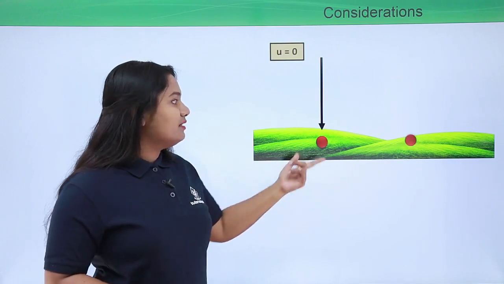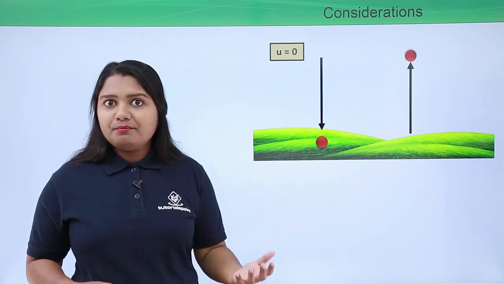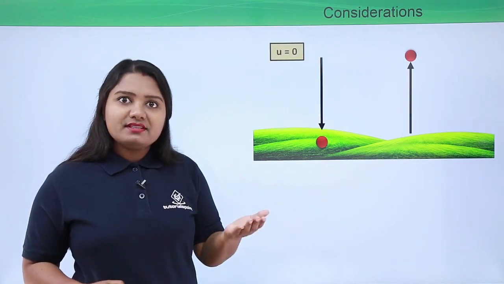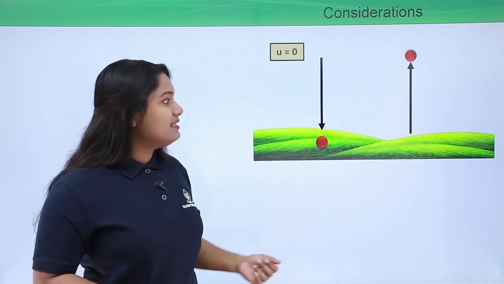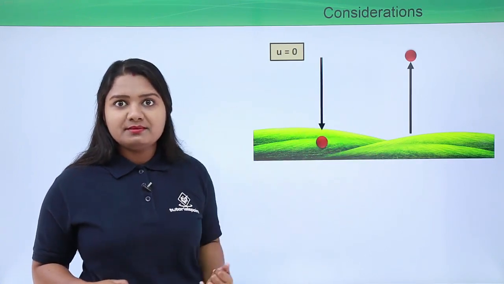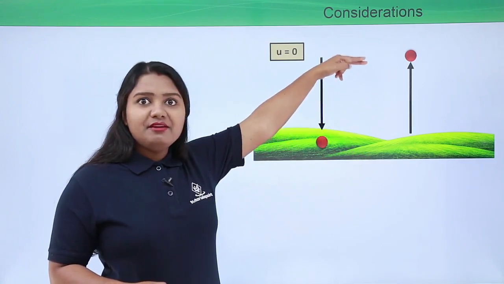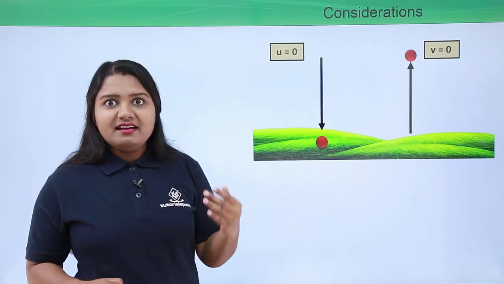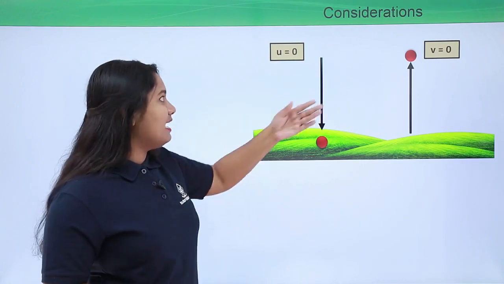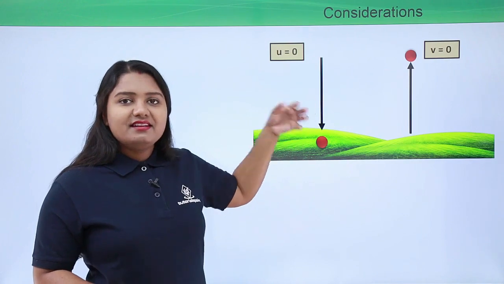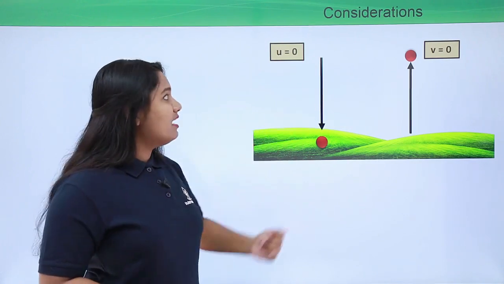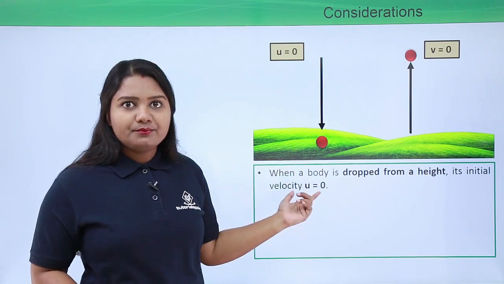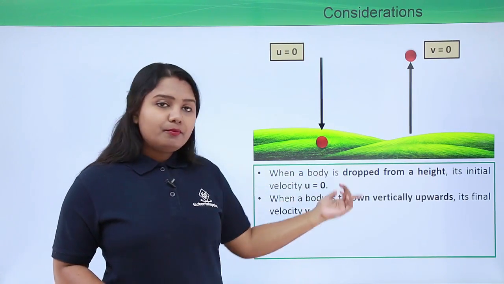Now in the other case, when the body is thrown upwards, I apply a force for it to move upwards. When I apply this force, I am also imparting some velocity to the body, which means that the initial velocity of the body will not be 0 when I throw it upwards, but it will go on reducing and finally become 0. So its final velocity becomes 0 at the maximum height that it reaches, and then it starts falling down and regains its velocity, which is equivalent to the motion in the downward direction. So these are the two things we need to keep in mind: when a body is dropped from a certain height, its initial velocity is 0, and when a body is thrown vertically upwards, its final velocity is 0.